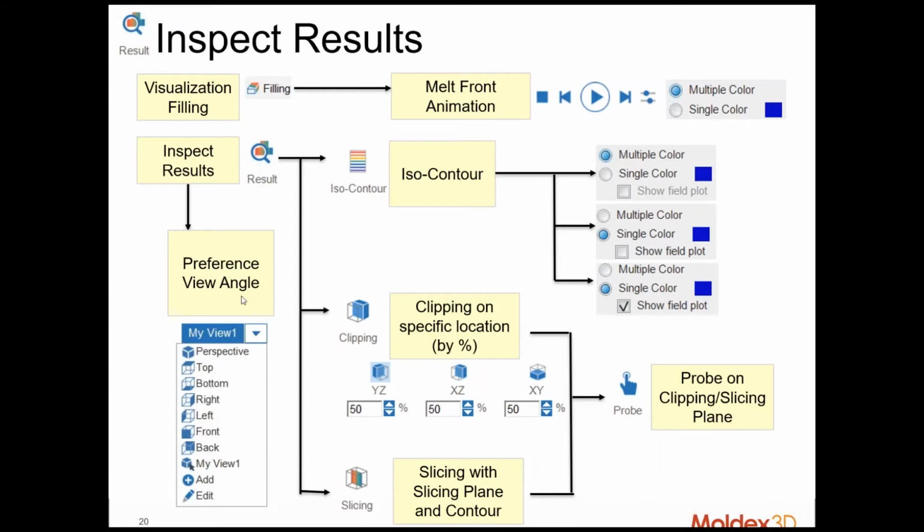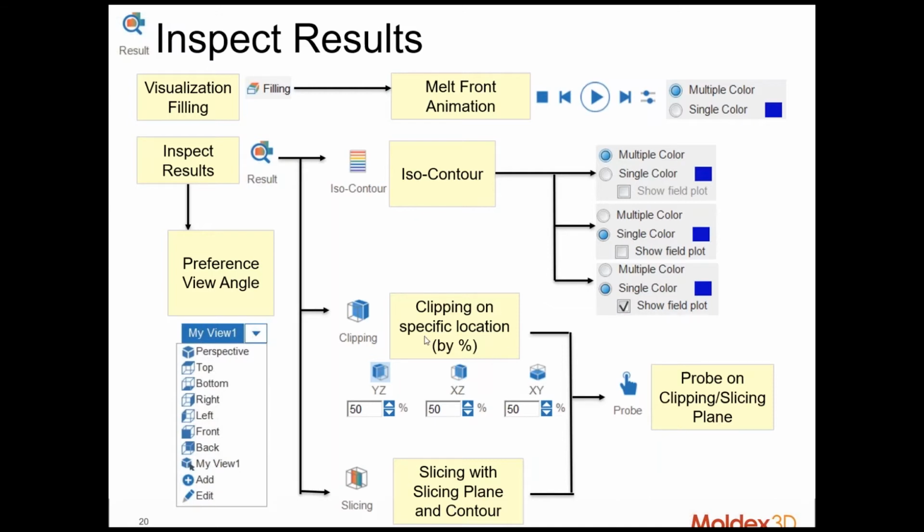We have this preferred view angle functionality, which we'll get to in a minute as well. That's a nice feature that we've added. ISO contour, you can look at a map view of the part, get a good indication when you're looking at the fill pattern where there might be flow hesitations or race tracking.